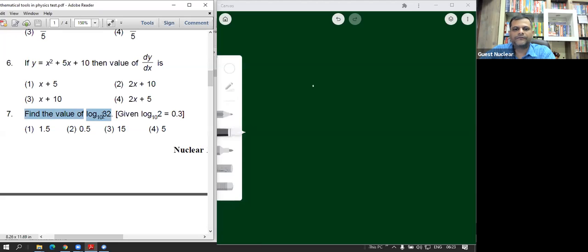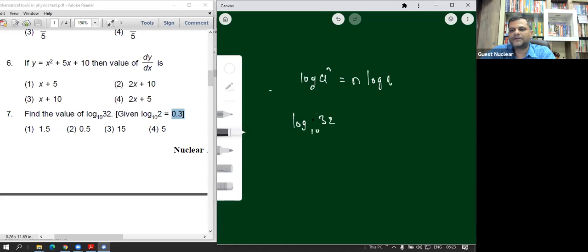Okay. Find the value of log of 32 to the base 10. Here it is given that log of 2 to the base 10 is 0.3. So see here, log of a raised to n has a formula, remember: n times log of a. Remember this formula properly. Now here we have to find log of 32 to the base 10.